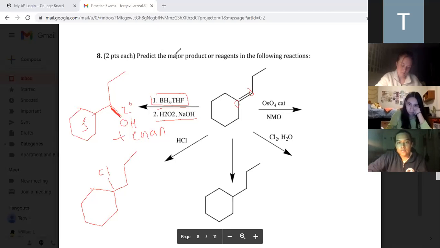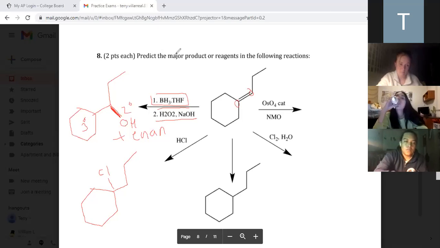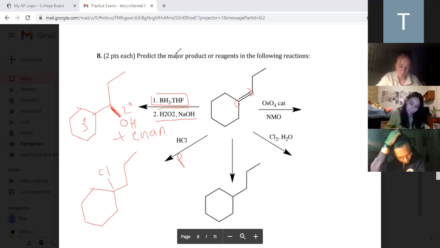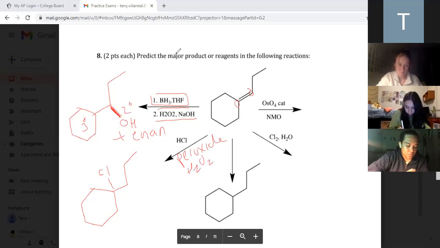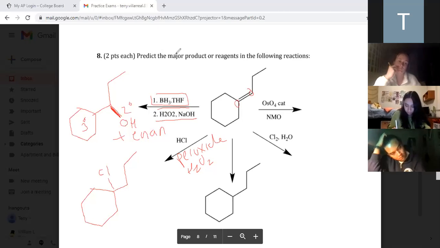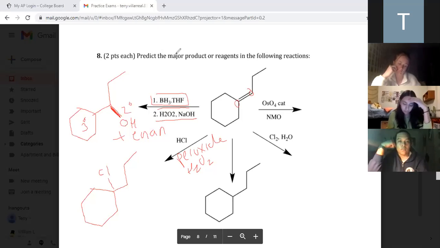I have a question. Yes. When you have a peroxide, does it go to the less substituted side? That's correct. So if you have HCl and then you have some type of peroxide down here, like this, or H2O2 or something like that, then you would just flip the chlorine to the other side. Does that make sense? Yeah. Okay.